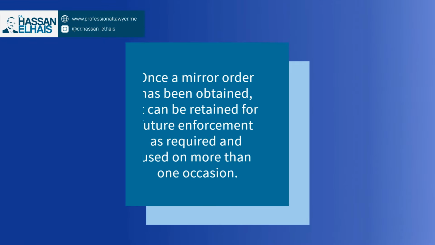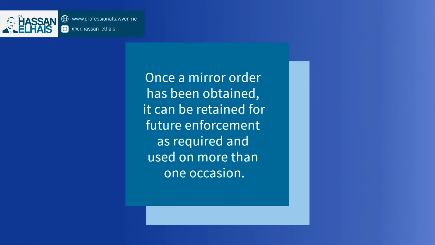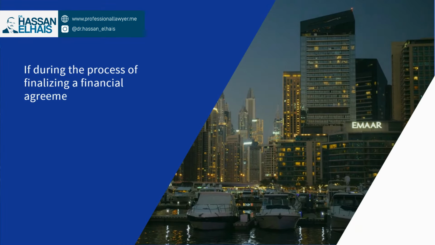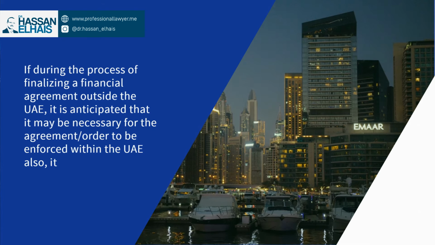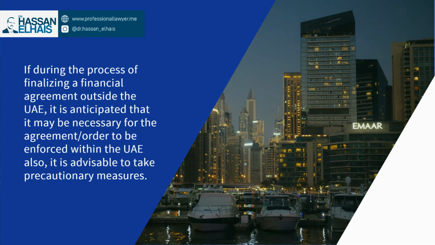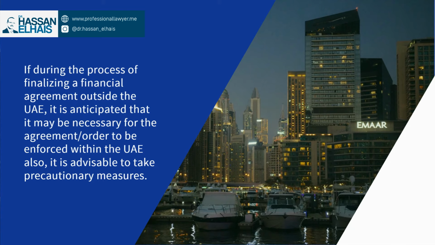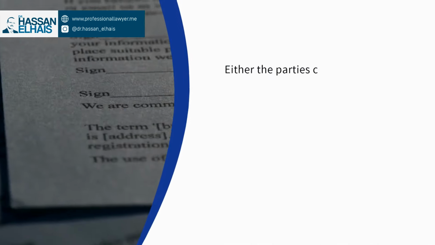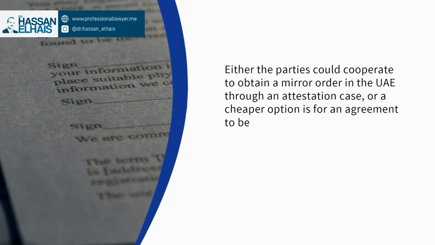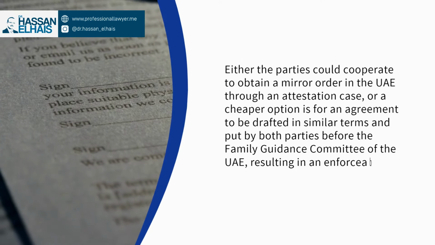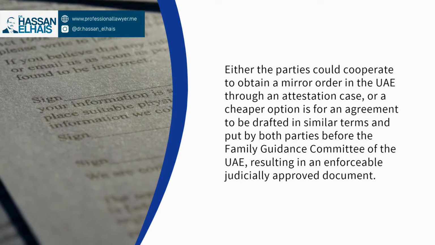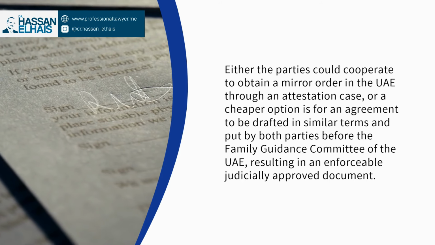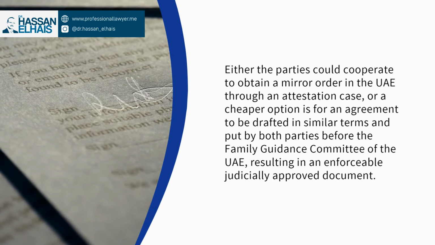Once a mirror order has been obtained, it can be retained for future enforcement as required and used on more than one occasion. If during the process of finalizing a financial agreement outside the UAE, it is anticipated that it may be necessary for the agreement or order to be enforced within the UAE also, it is advisable to take precautionary measures. Either the parties could cooperate to obtain a mirror order in the UAE through an attestation case, or a cheaper option is for an agreement to be drafted in similar terms and put by both parties before the Family Guidance Committee of the UAE, resulting in an enforceable, judicially approved document.